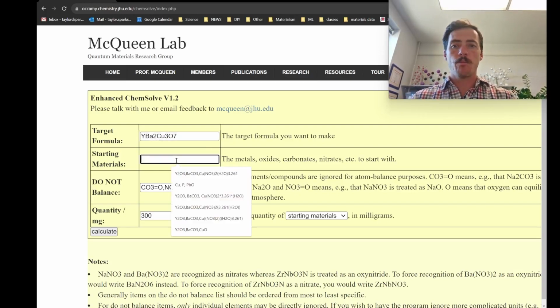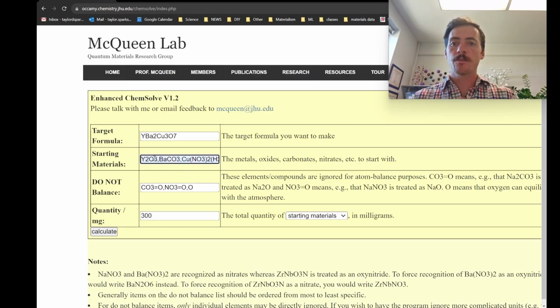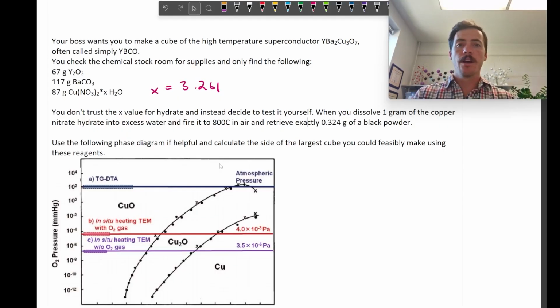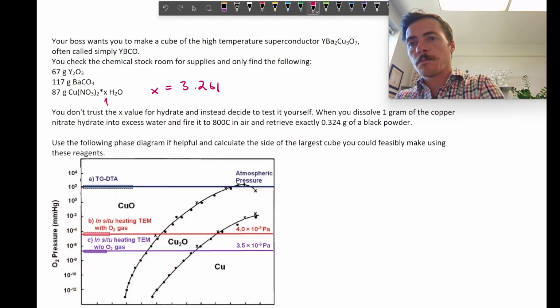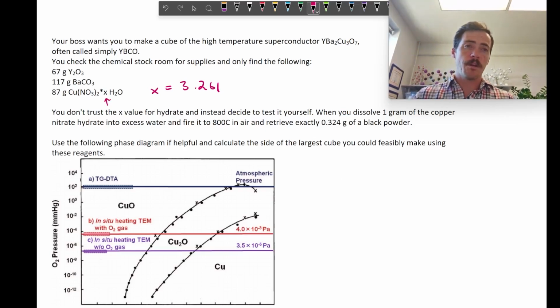And then you say what your starting materials are. In this case, we're starting with yttria, Y2O3, barium carbonate, and let's say copper nitrate, and then it has a hydrate where the value is 3.261. You saw before in our previous video that this value of x with hydrates is sometimes ambiguous and you have to determine it yourself. So in our previous video, we showed you how to do that.